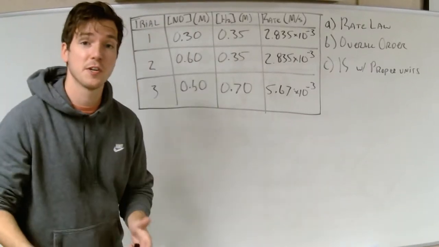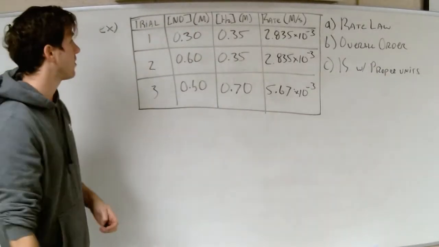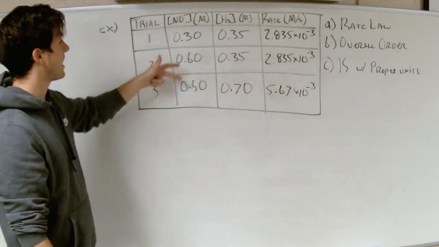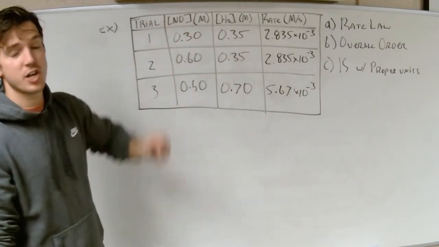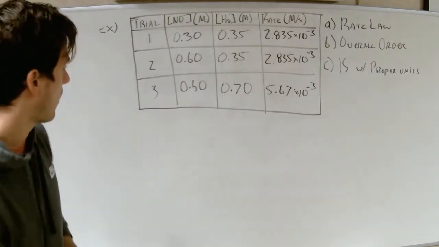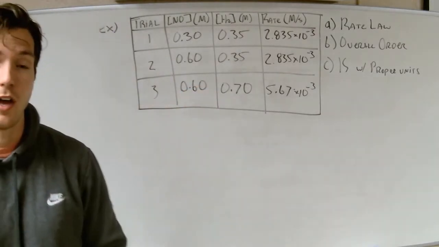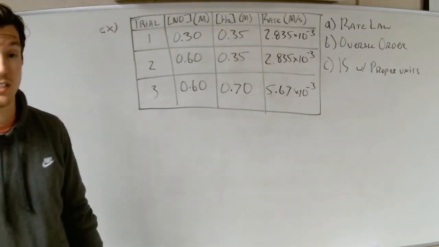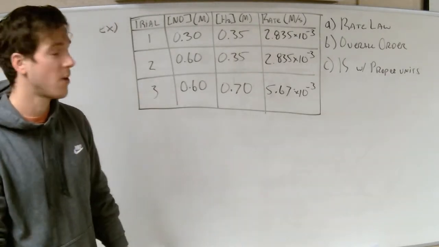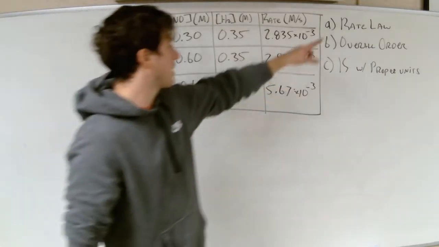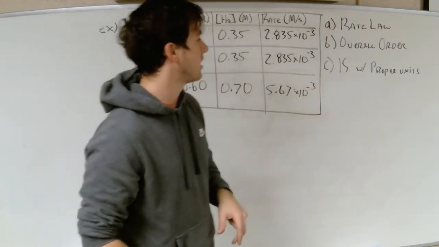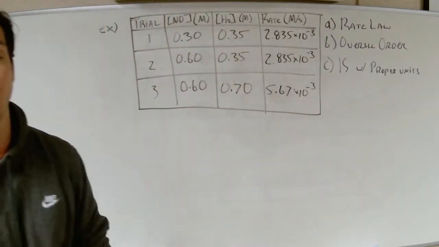Alright everybody, so here's our next example. What we see here is a table with some concentrations, some where they change and some where they vary. So I'm going to be thinking that I'm going to have to figure out how to find this rate law using the differential rate law process. Okay? So it wants us to find the rate law, the overall order of the reaction, and k with the proper units.